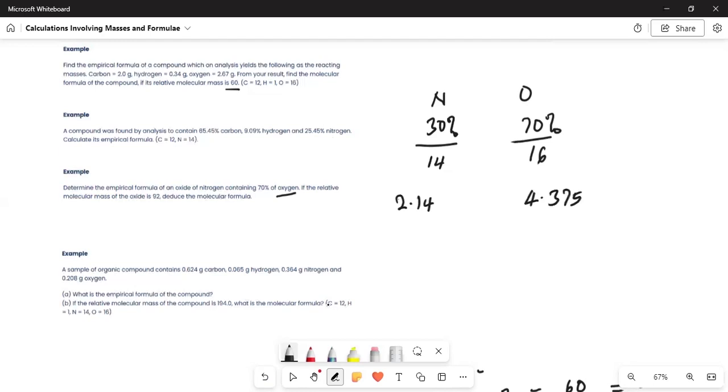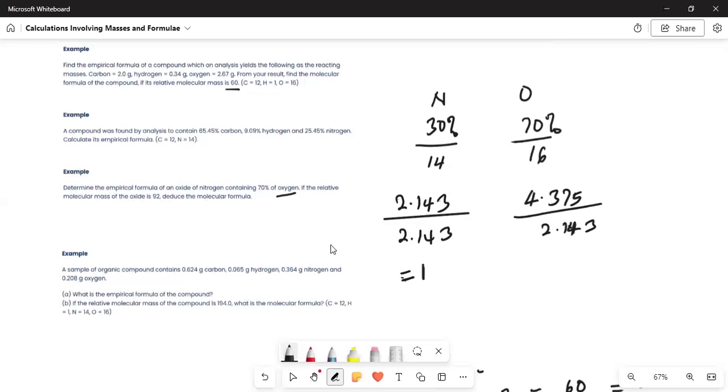4.375. Let me write this to 3 decimal places also for uniformity. So 30 divided by 14 is 2.143. Okay, now, this is the mole ratio of each of the component elements. Now we need to get the ratio in which they are combined by dividing the mole ratio by the smallest answer. In this case, the smallest answer here is 2.143. The 2.143 divided by itself is, of course, 1.